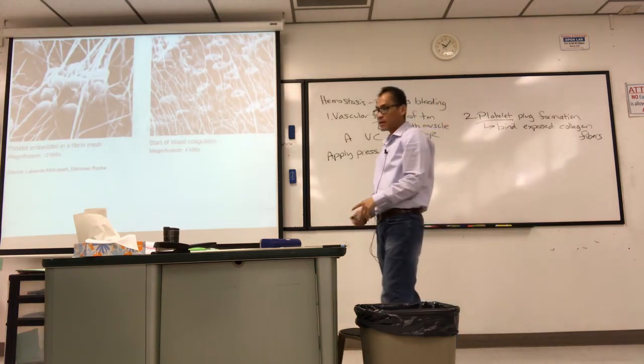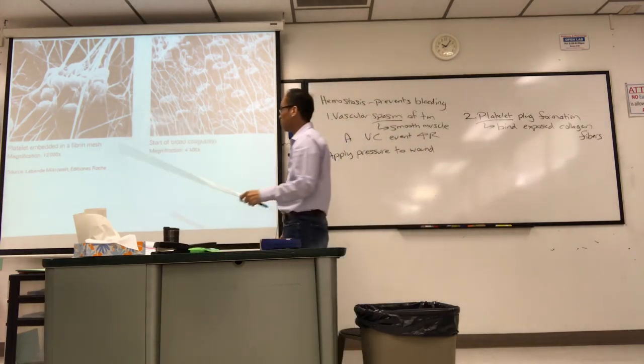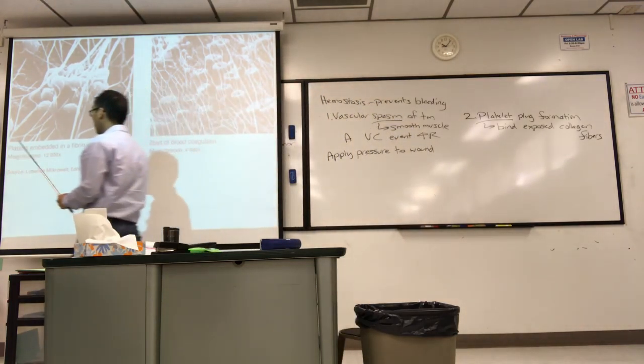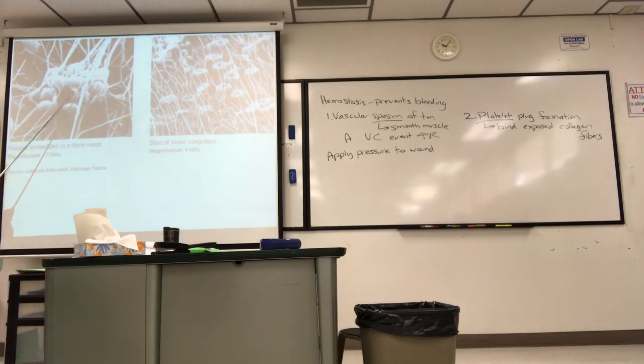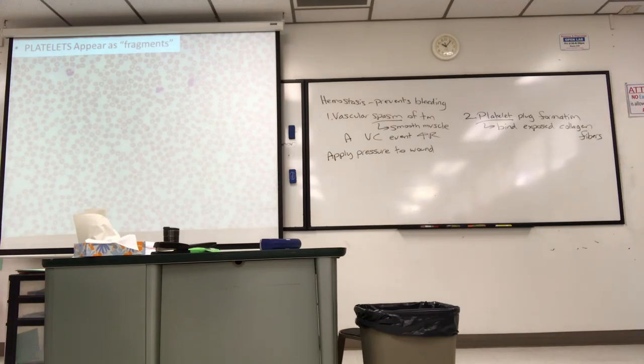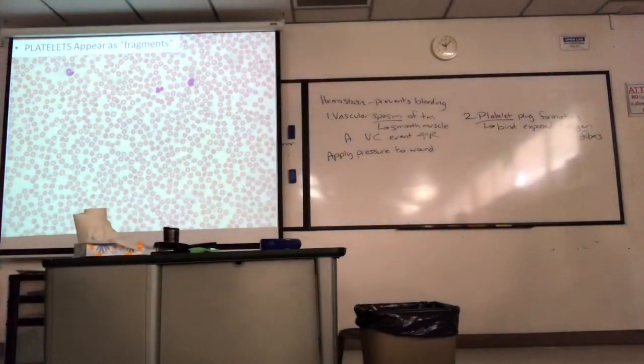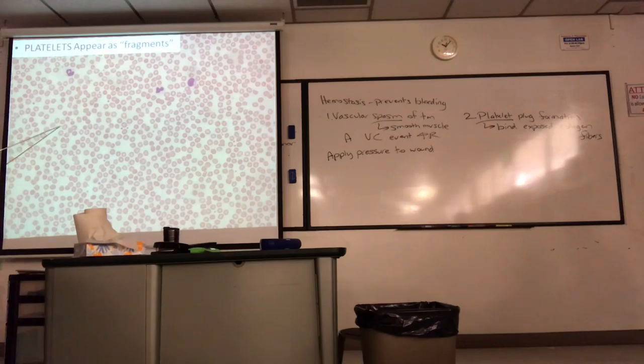So the best thing is to look at, this is the best picture of activated platelets I've seen. See these big round cells there? Those are activated platelets trapped in fibrin. Okay. But I just wanted to show you what platelets look like. On our slides, again, they look like the little specks. Right there, they appear as little fragments, which they are. They're literally fragments of the megakaryocyte.